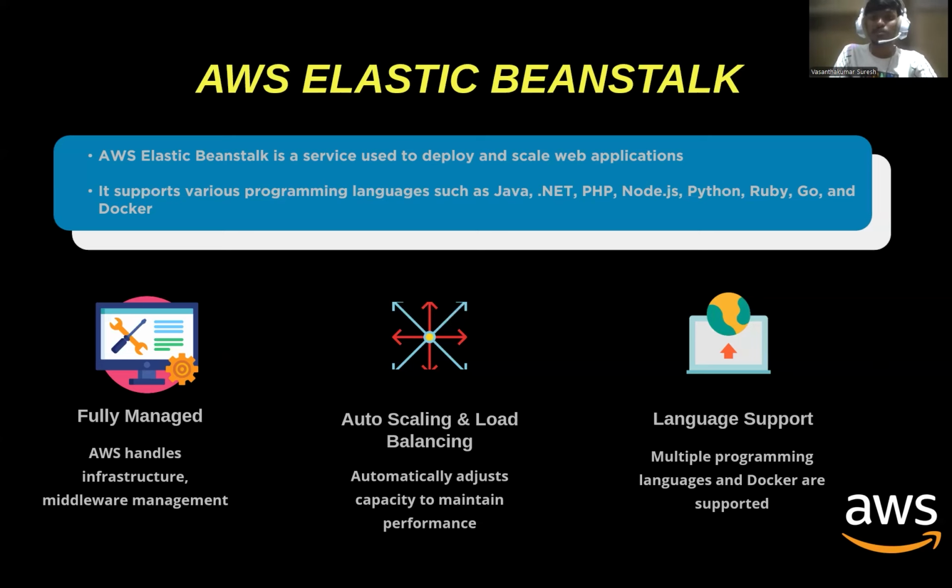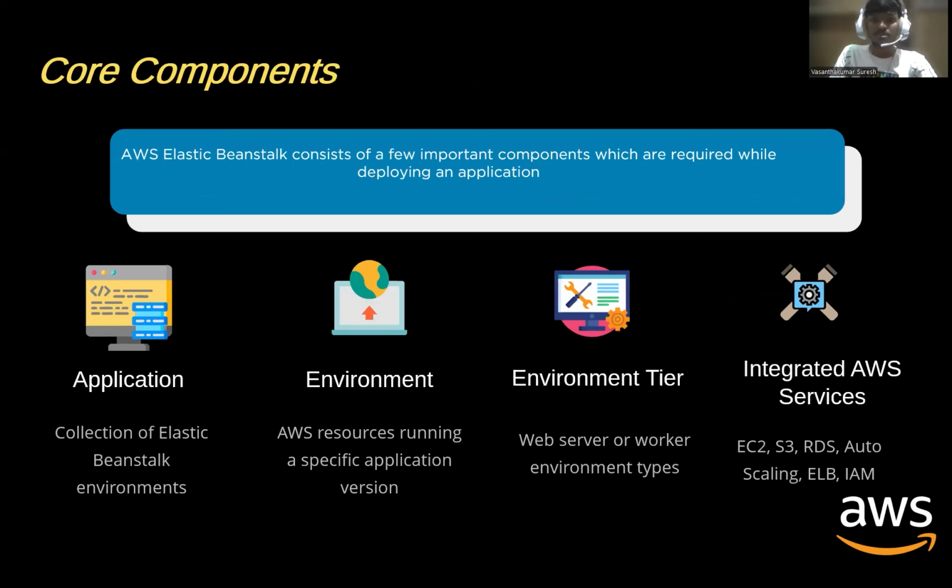Let's see some core components. So there are four types of core components. First one is application, a collection of all your Elastic Beanstalk components. Second one is environment. This includes AWS resources running a specific app version. There are two types of environment tiers. One is the web server tier, which handles HTTP requests. Another one is the worker tier, which manages background tasks.